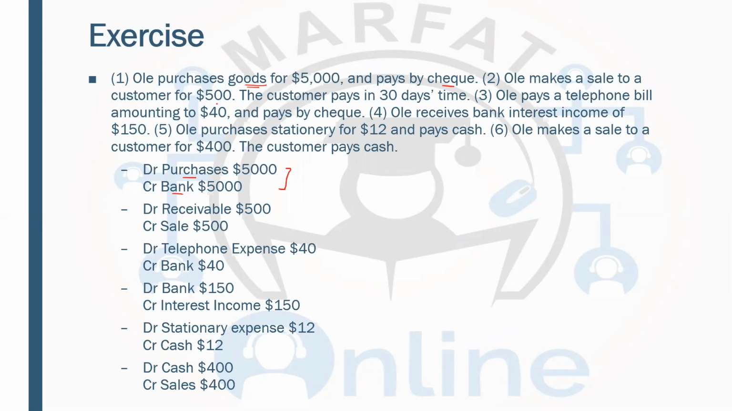Ole makes a sale to a customer for 500. So when we are making a sale, it's a revenue, and revenue or sale when increases, it goes to credit. The customer pays in 30 days time, so we are having a receivable, which is the current asset.